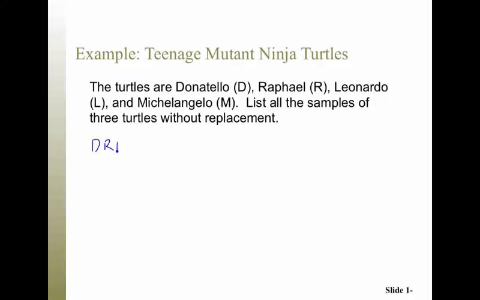3 turtles in each sample, right? Yes. What was the last one? Back up. How many did you get? 4. You should have gotten 4. DRL, DRM, DLM, and RLM. And in the way you order, if you put LRD or MDR, that's fine. But these are the 4 samples of 3 turtles.